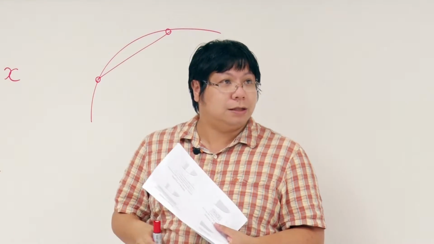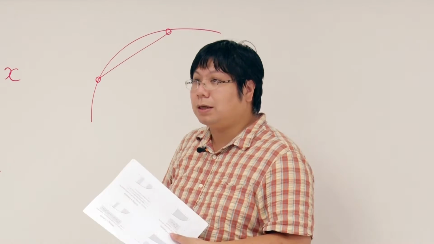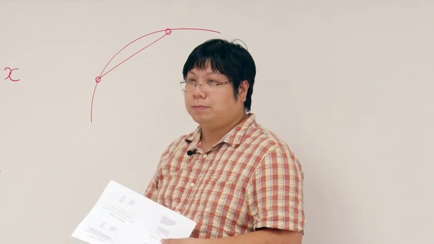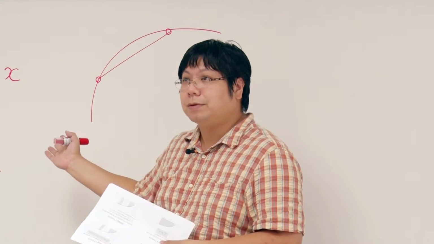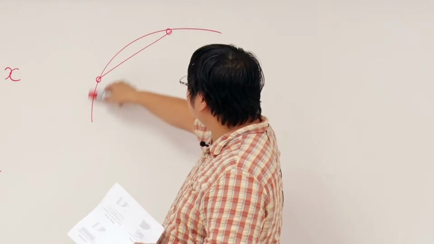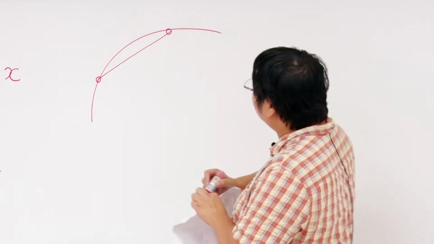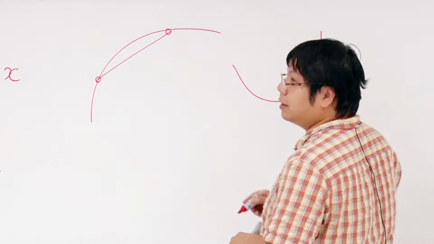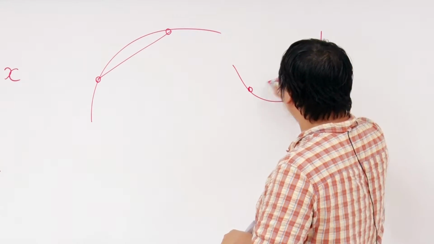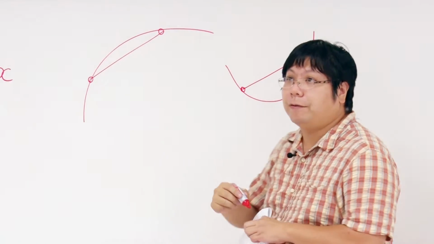Just differentiate it 2 times and then check whether it is always negative. Okay? If it is always negative, then it has this behavior. On the other hand, if it is always positive like this, then if you join any two points, this line is always above the curve.